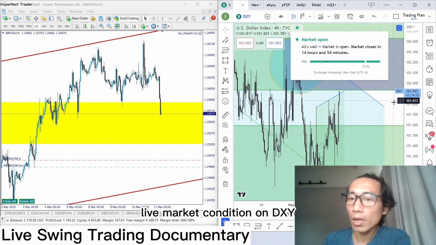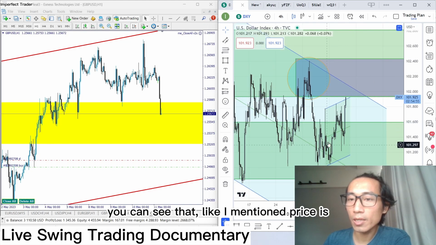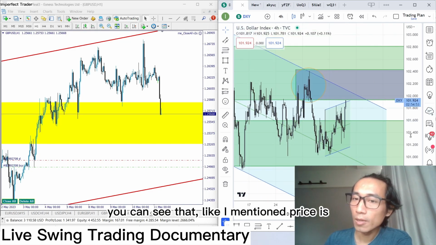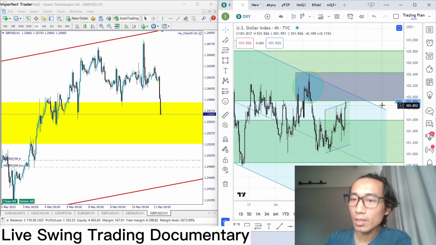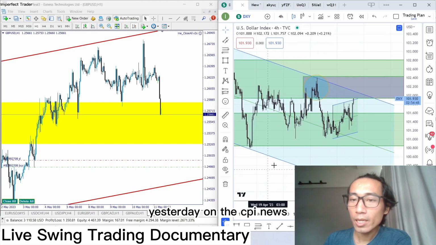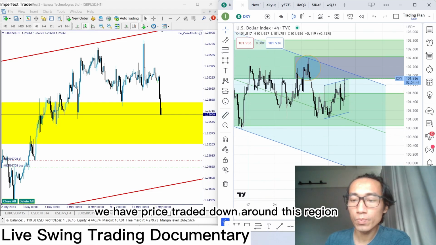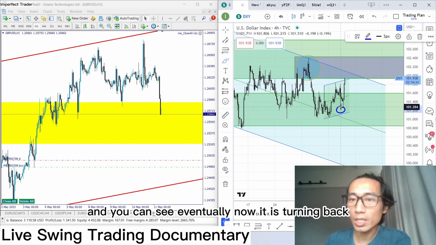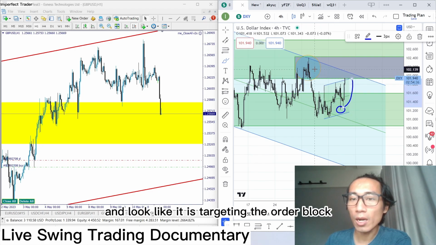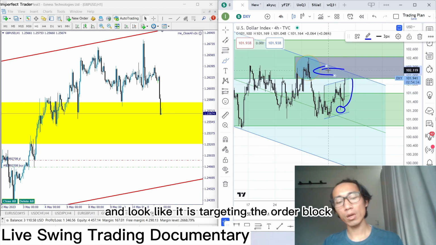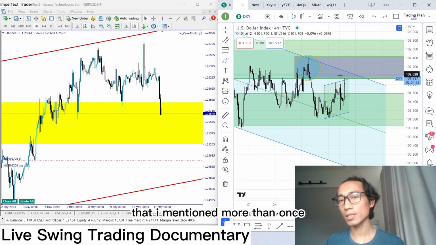Live market condition on the XY, you can see that like I mentioned, today on the CPI news we have a price trade down around this region, and you can see eventually now it is turning back and looks like it is targeting the other blocks that I mentioned more than once.